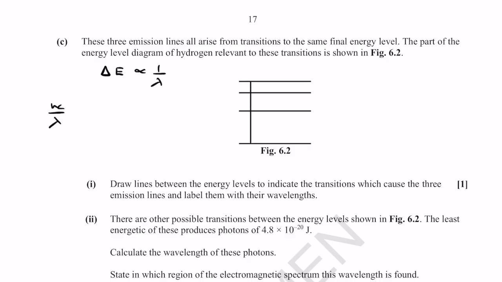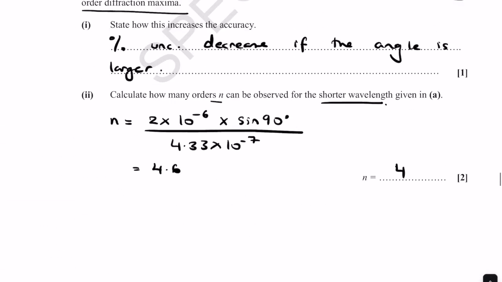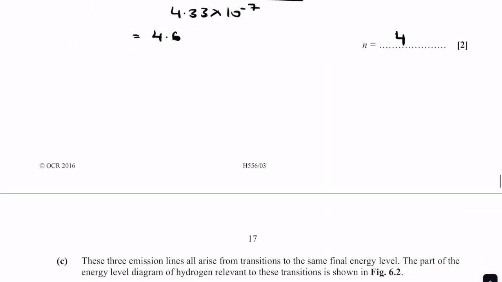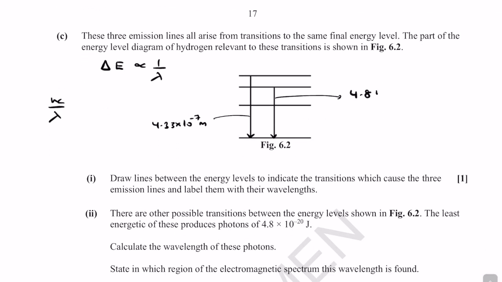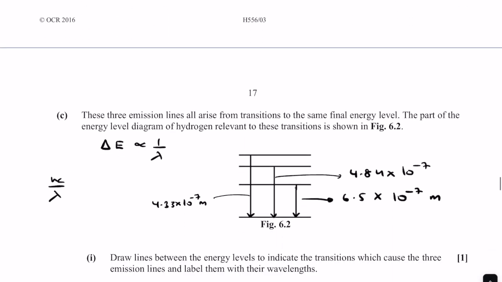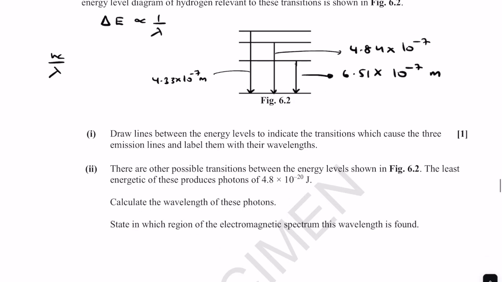The first one will be for 4.33 times 10 to the minus 7 meters, followed by the second one, which will be the middle wavelength, 4.84 times 10 to the minus 7, followed by the last one with the longest wavelength, and therefore the smallest energy gap, which is 6.51 times 10 to the minus 7 meters. So that's my part C part I done.